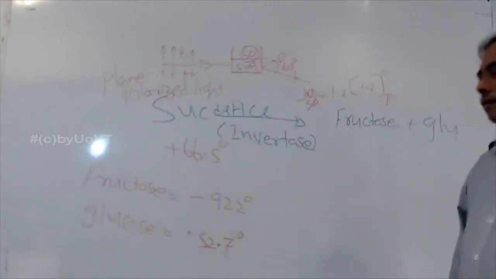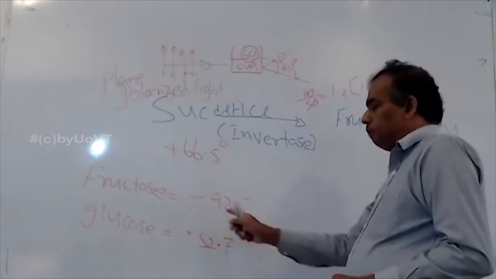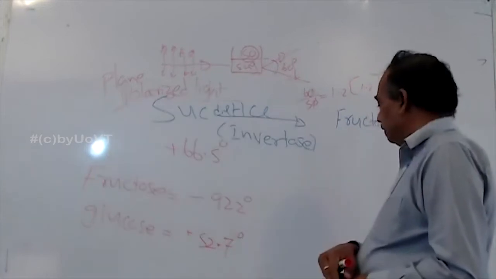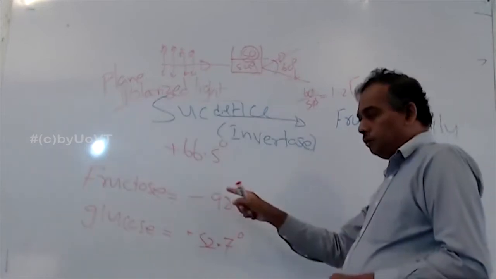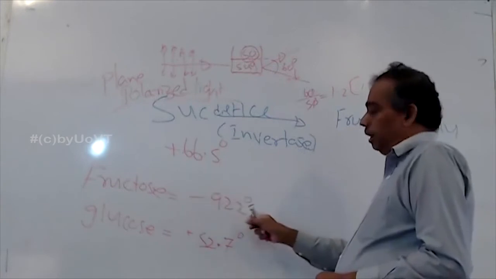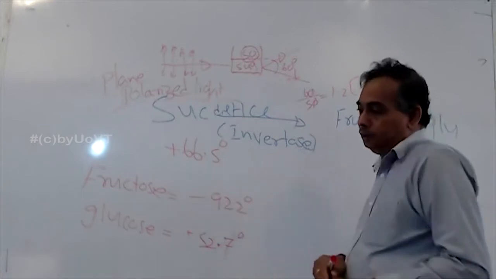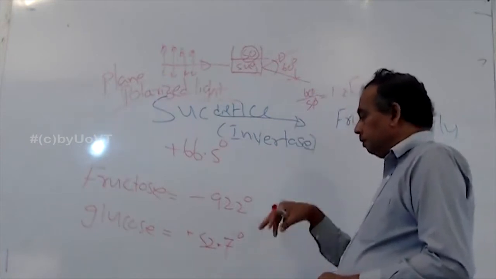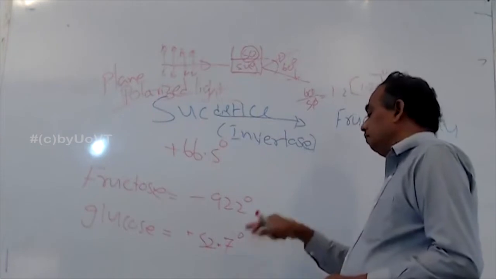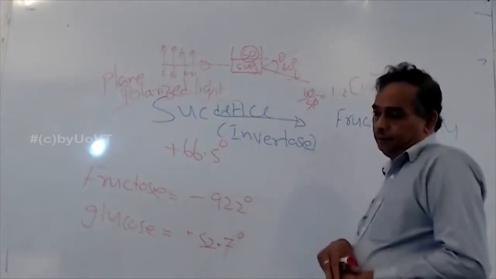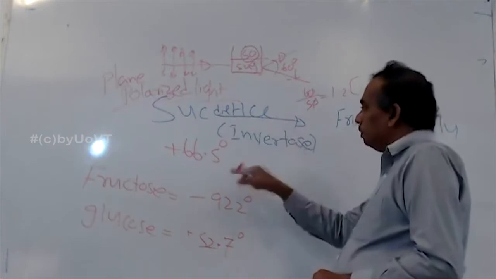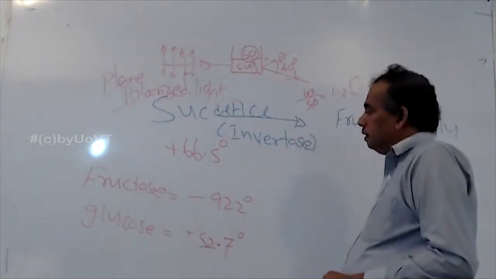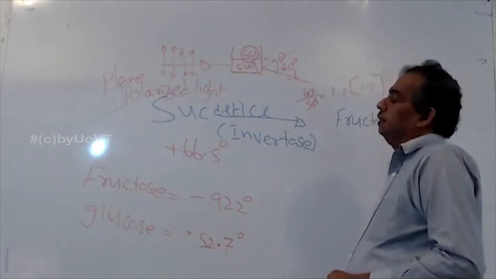Right? Now you know what specific rotation is, right? Pure fructose, specific rotation is minus 92.2 degrees. Pure glucose, specific rotation is plus 52.7 degrees. Pure sucrose, plus 66.5 degrees.